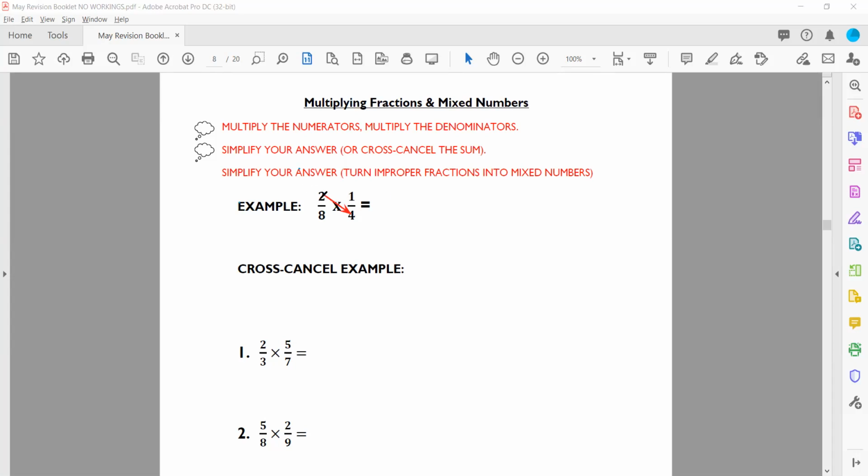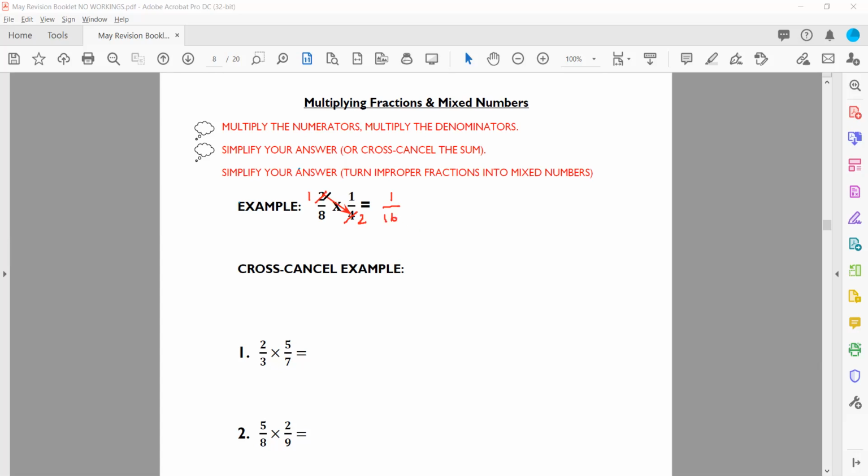So if we divide 2 by 2, we would end up with 1. And we can divide 4 by 2 and we will end up with 2. And on this diagonal, 1 is already in its simplest form, so we can't cross cancel here. So we would then just multiply the top. So 1 times 1 is 1, and 8 times 2 is 16. You end up in the same place.